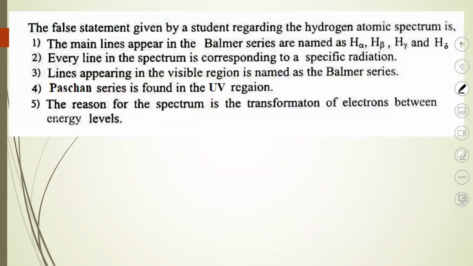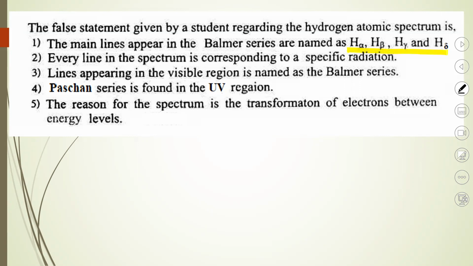Okay, next question is related to the atomic spectrum. It is actually found in an old past paper, just I have altered certain content. We'll see what the answer is. The false statement given by a student regarding the hydrogen atomic spectrum is: the main lines appearing in the Balmer series are named alpha, beta, gamma, and delta.